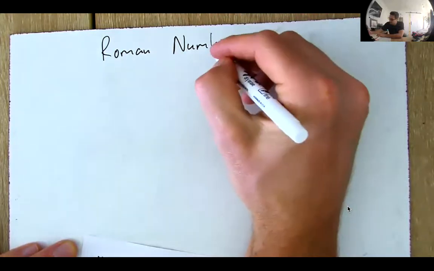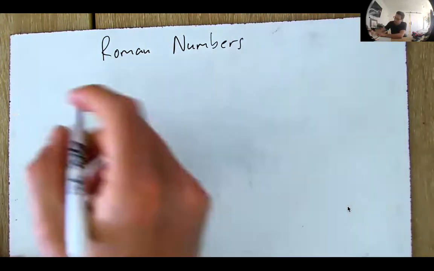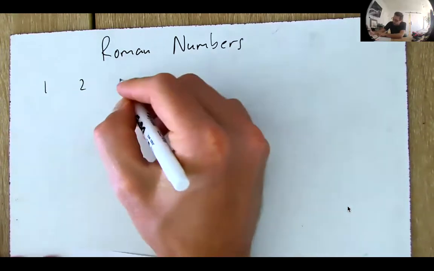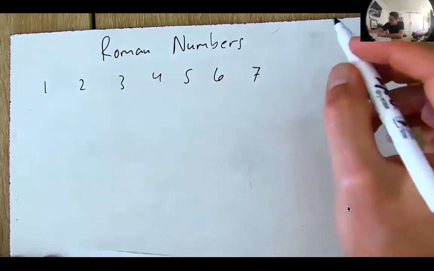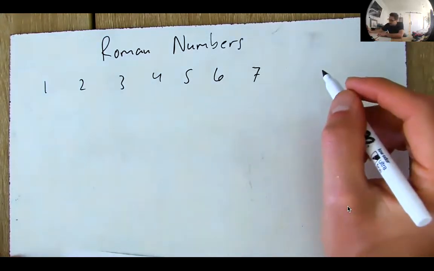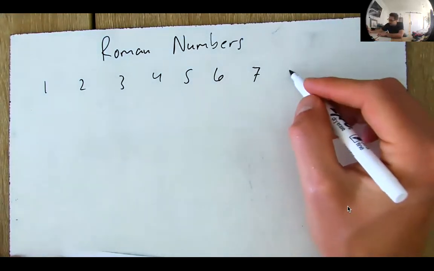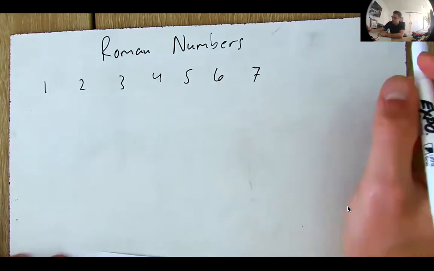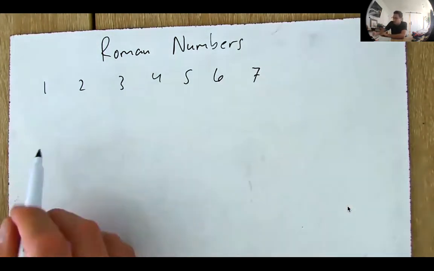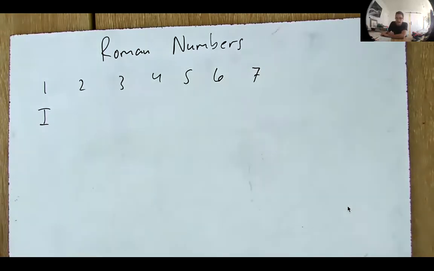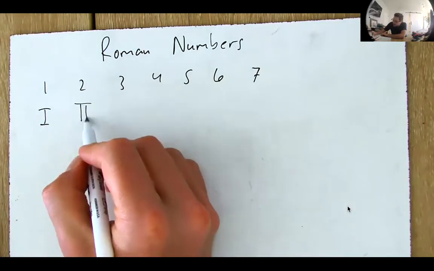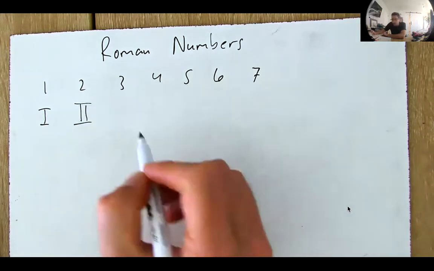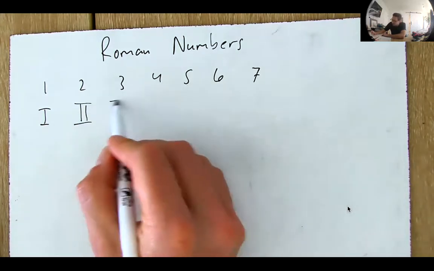Roman numbers, we'll just call them. They go from 1, 2, 3, 4, 5, 6, 7, and I believe that's all you'll see. I'll give you all of them. Okay, so Roman numeral 1 is just a capital letter I. Roman numeral 2 is kind of like an I, but it has the two dashes. Roman numeral 3 follows the same rule.